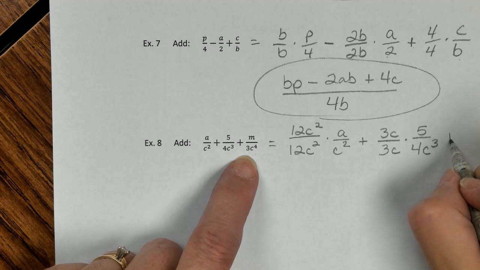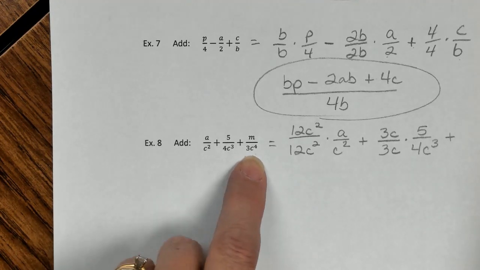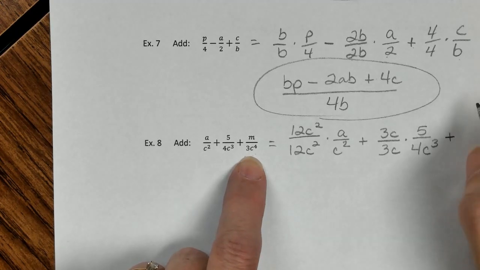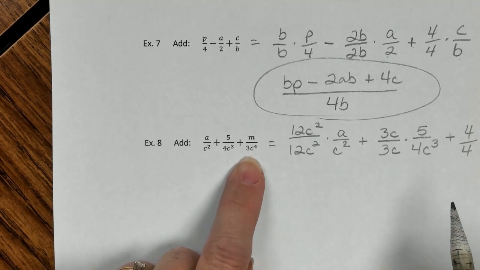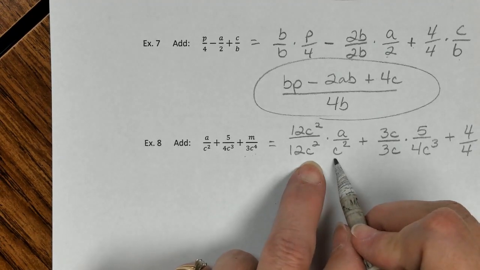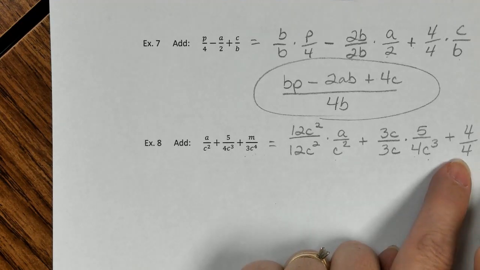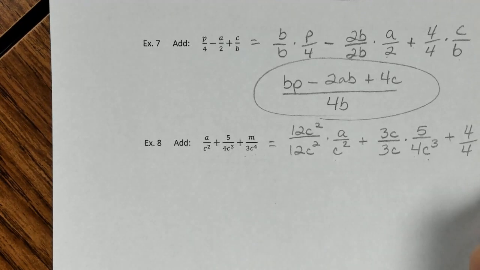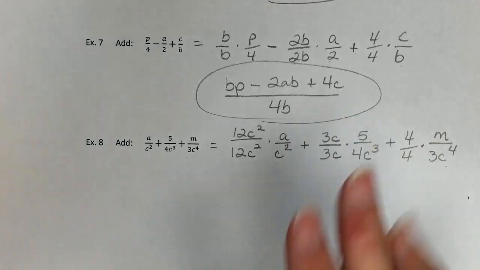And then plus, we have c to the 4th. We just need to multiply to get the 12. So 4 over 4 times m over 3c to the 4th. Double check. 12c to the 4th, 12c to the 4th, 12c to the 4th. Okay, so the denominators are all the same.